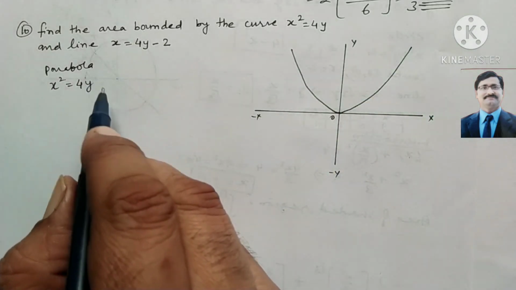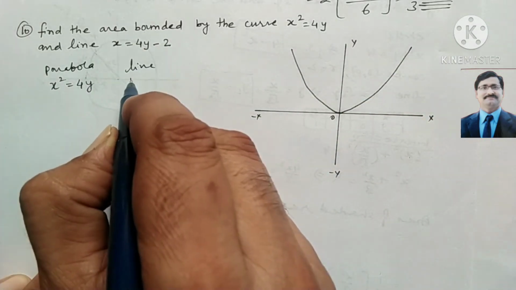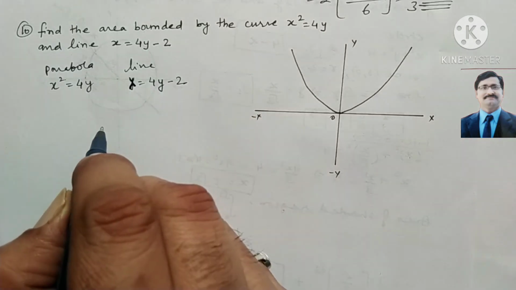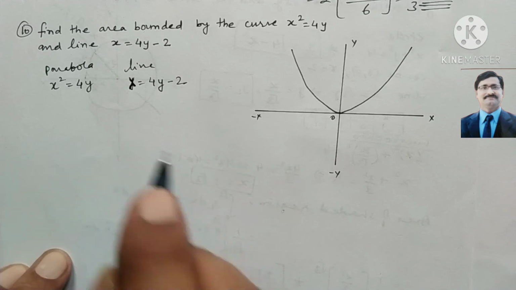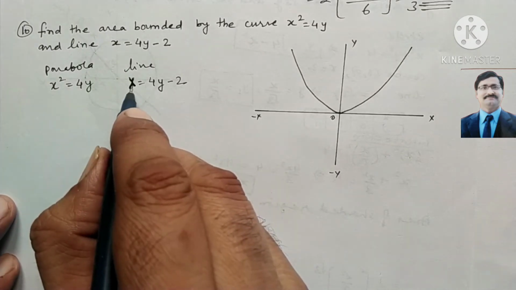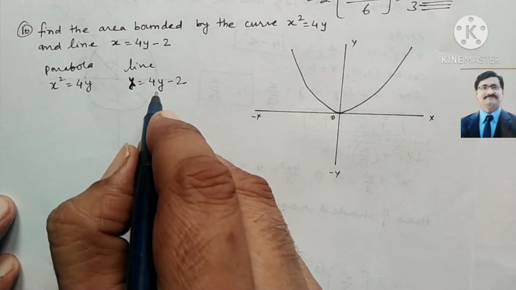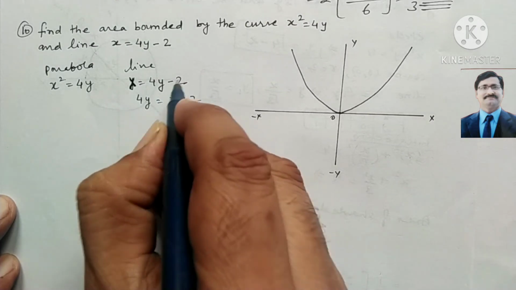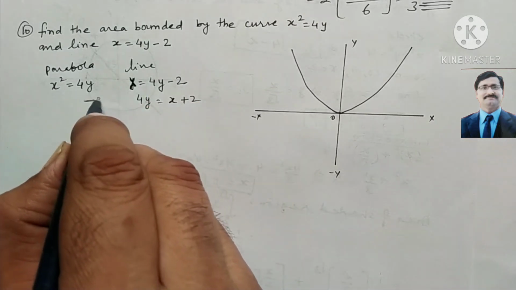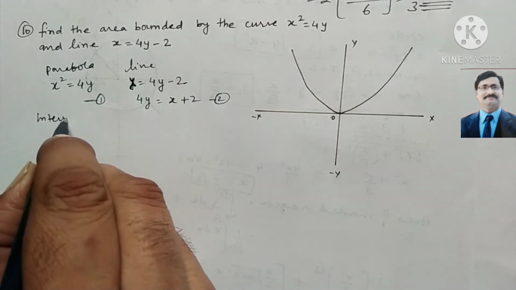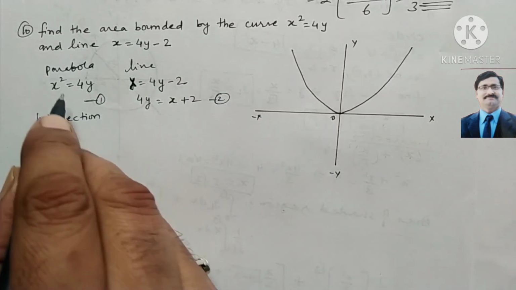And look at this line, it is given x equal to 4y minus 2. We have to find the intersection of these two, and for the intersection we will find the value of x. So look here, in place of 4y we can put x plus 2, this we can transfer. So look here, these are equations 1 and 2, and we have to find the intersection.